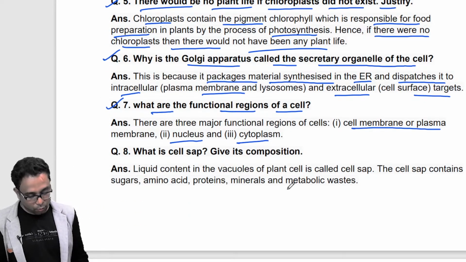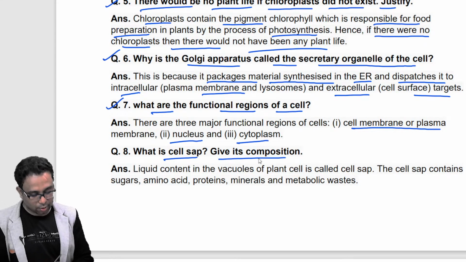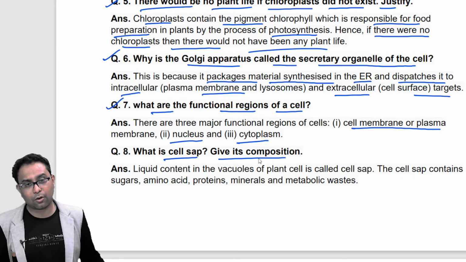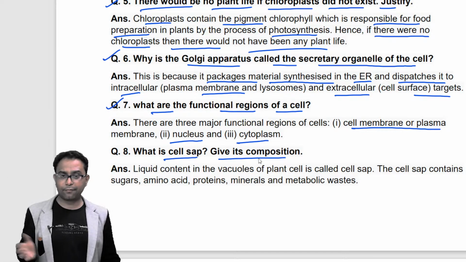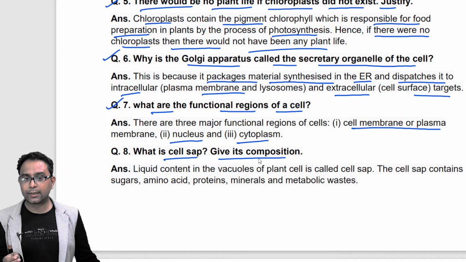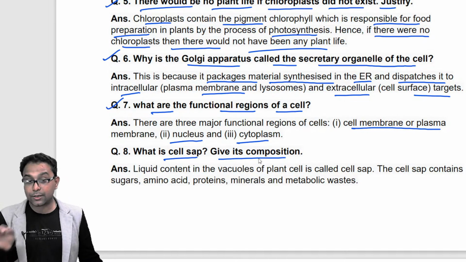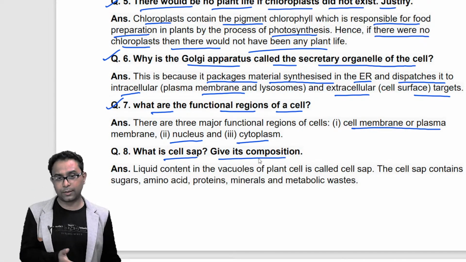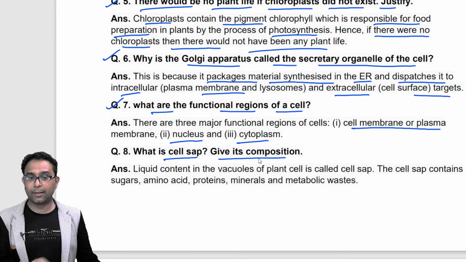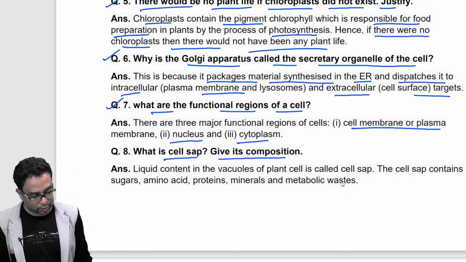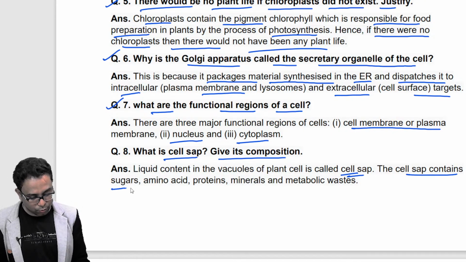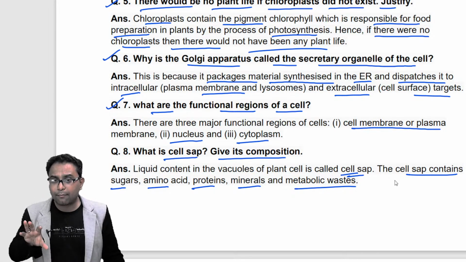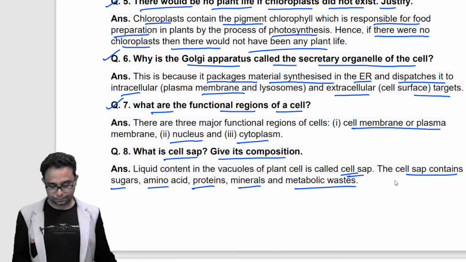Next question. What is the cell sap and give its composition? The liquid content in the vacuole of the plant cell is called the cell sap. It is also defined as the water and some other materials which are dissolved in the cytoplasm. This water plus other materials mixed together is called the cell sap. Cell sap contains sugar, amino acids, proteins, minerals, and metabolic waste, all mixed together in the cell sap.